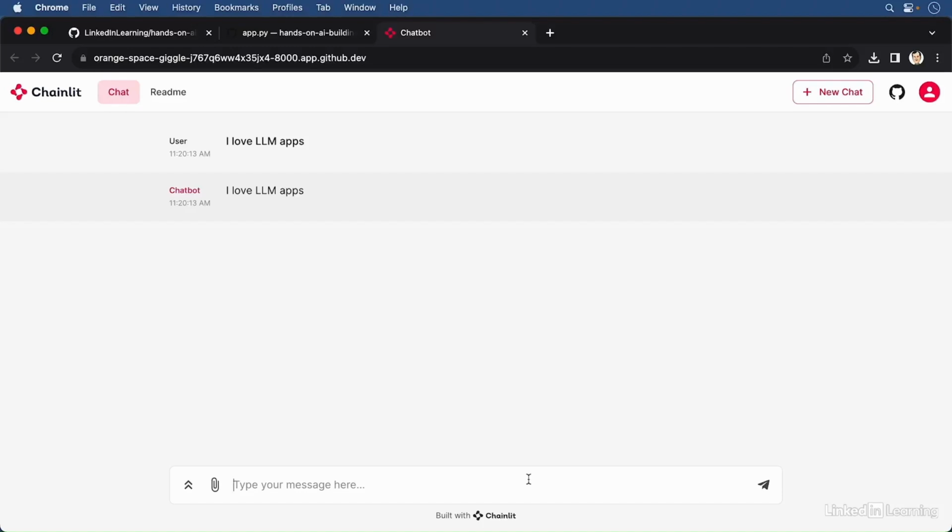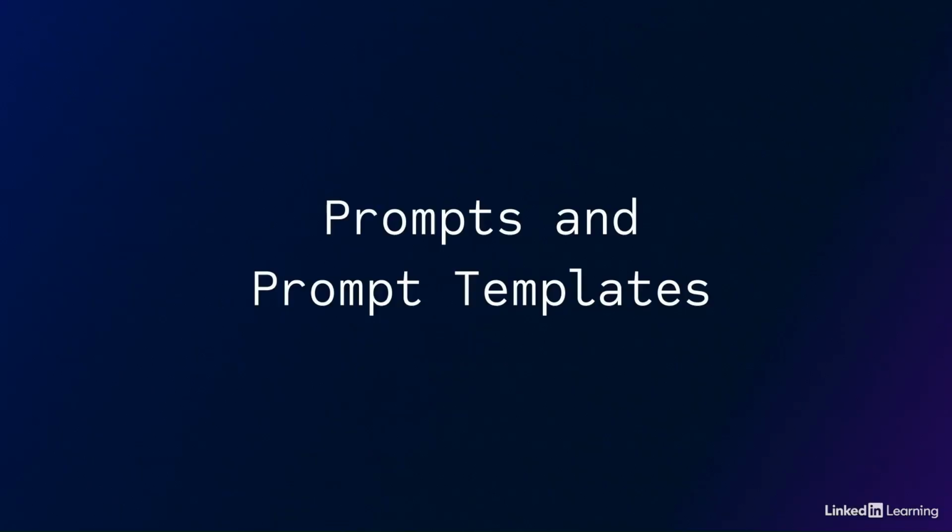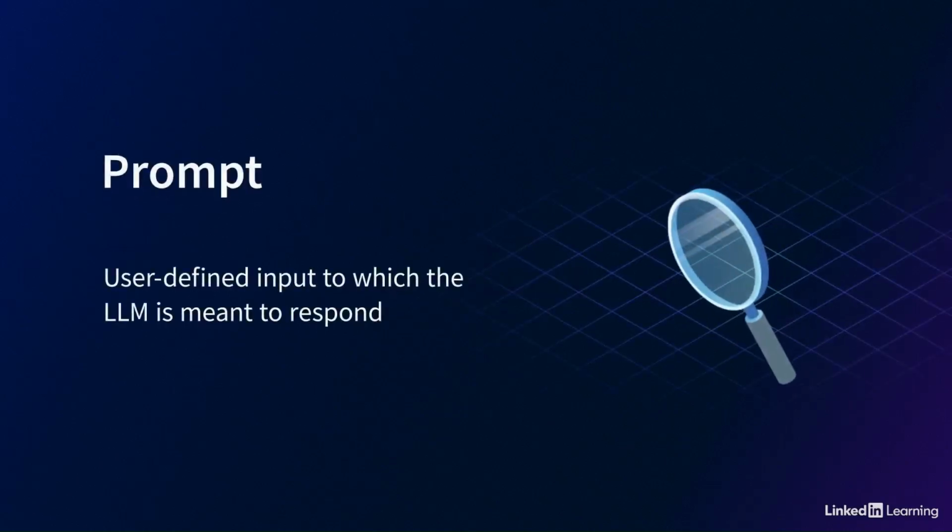Next up, we will try to understand some basics about instructing and prompting large language models. About large language models, we now know they have emergent abilities that we can instruct them to do many, many different tasks. The way we instruct them to perform tasks is by using prompts. A prompt is a user-defined input to which the LLM is meant to respond. In the case of OpenAI models, we will be using a specific markup language called Chat Markup Language, or ChatML.